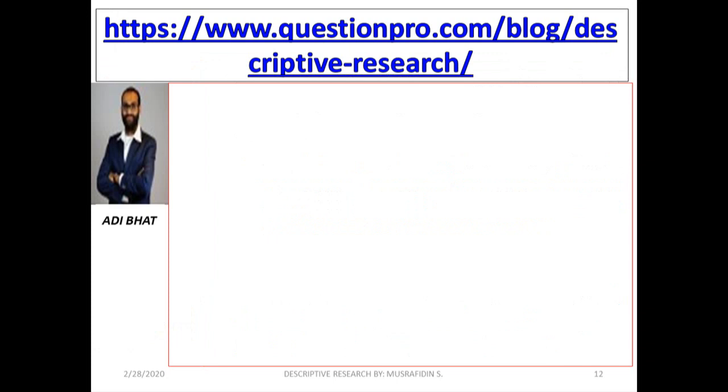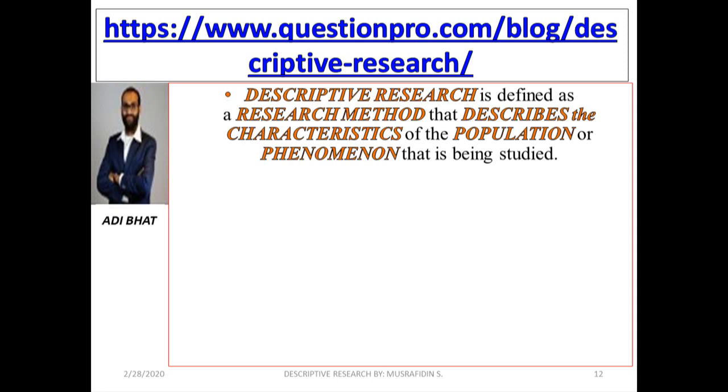Let's have another definition. Based on Adibath in his URL, descriptive research is defined as a research method that describes the characteristics of the population or phenomenon that is being studied. So again, this is about description: what is being described is the characteristics of the population or phenomenon that is being studied.